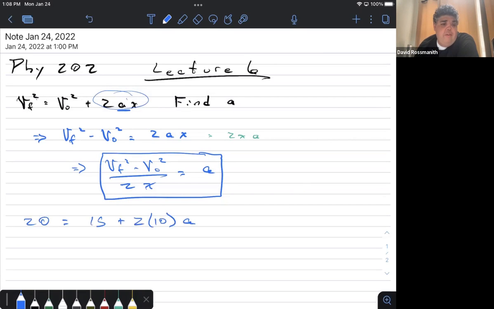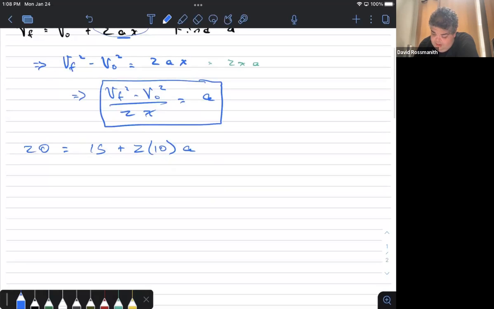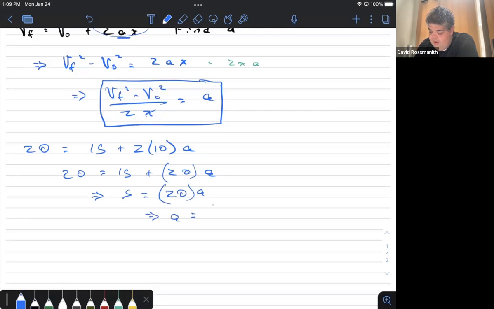And I wanted to solve for A here. It's exactly the same thing, right? 20 equals 15 plus 20A. Okay, bring the 15 over. So 20 minus 15 becomes 5 equals 20 times A. Divide over the 20, so you get A is 5 over 20, which is 1/4.